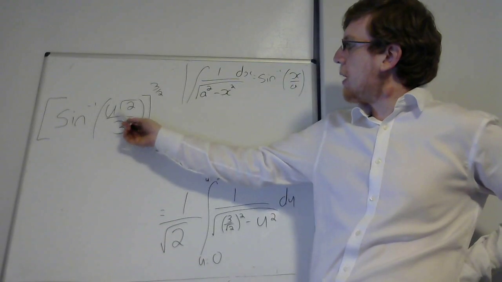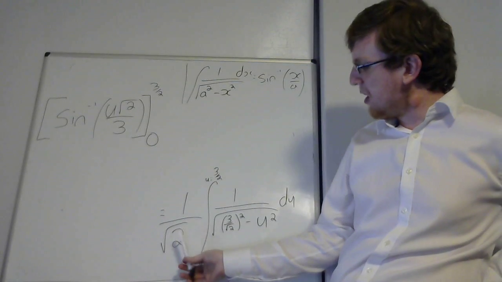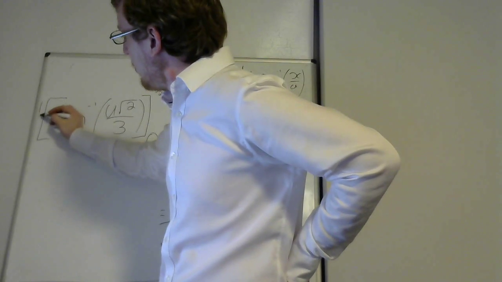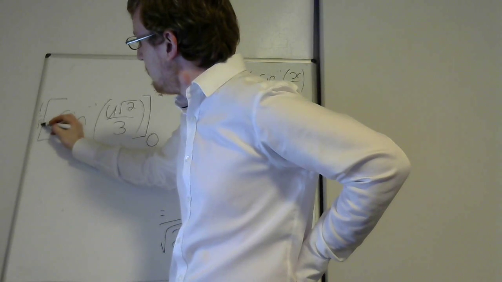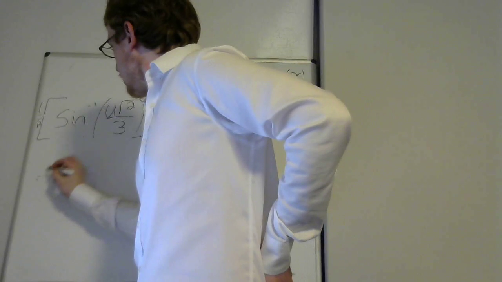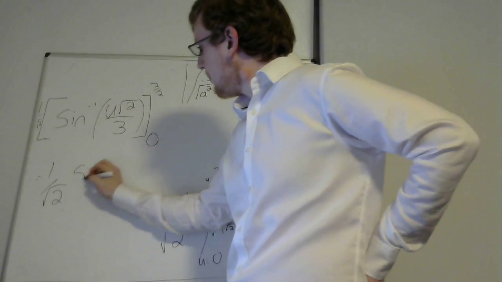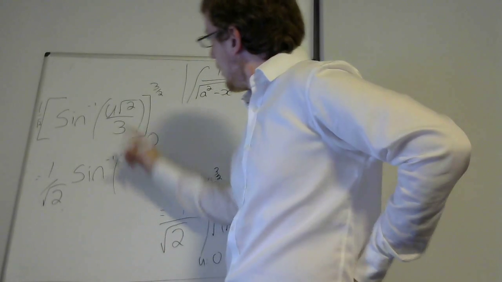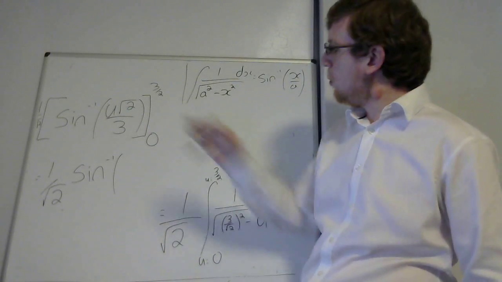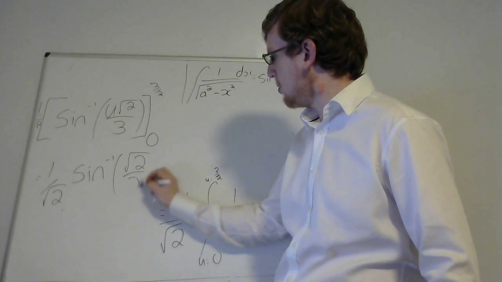So we only have to worry about when u is equal... Oh, sugar! I forgot my 1 over root 2 on the outside. It's a really thin 1 over root 2. There you go. So that's 1 over root 2 multiplied by sine minus 1. And we put 3 over 2 in place of the u. Well, the 3's will cancel. That will just give us root 2 over 2.